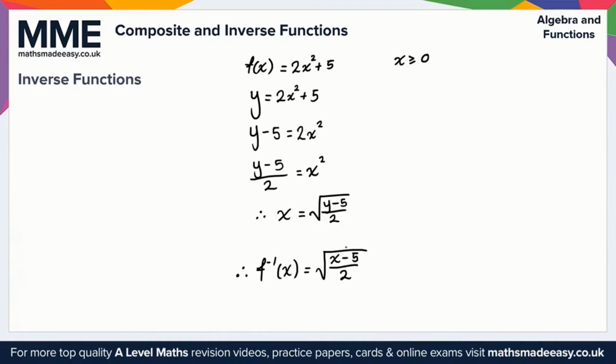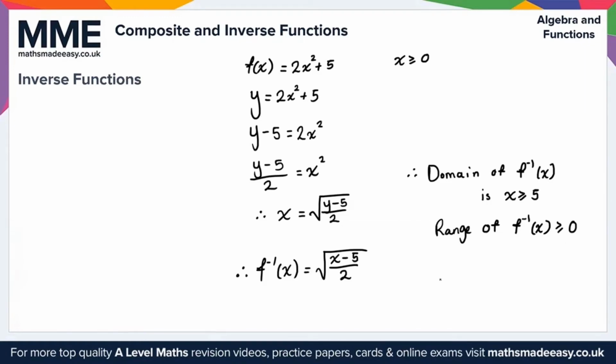And for step 4, we swap the domain and range. So the domain of f of x is given as x greater than or equal to 0, and its range is f of x greater than or equal to 5. So therefore, the domain of the inverse of f of x, so f to the minus 1 of x, this is x greater than or equal to 5. And its range, so the range of the inverse of f of x, well, this is simply greater than or equal to 0 there.